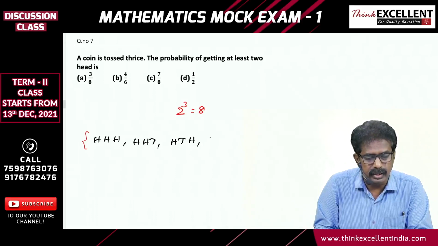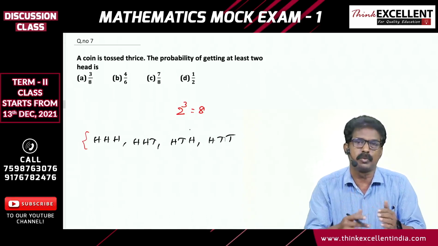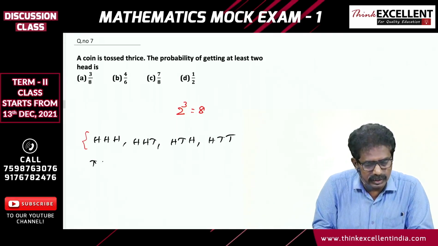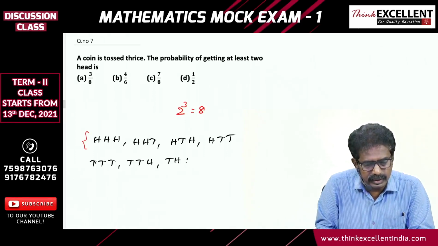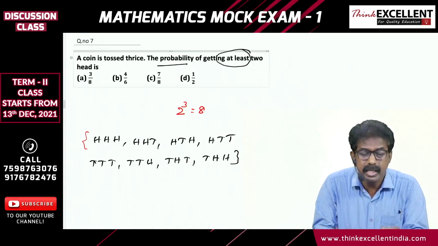HTH, HTT. Now it is very easy. Wherever H comes, you put T, and for T, you put H, right? So TTT, TTH, THT, THH. They asked to find the probability of getting at least 2 heads.